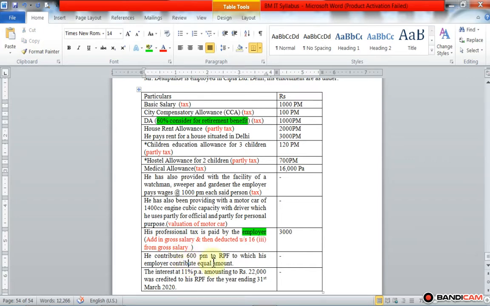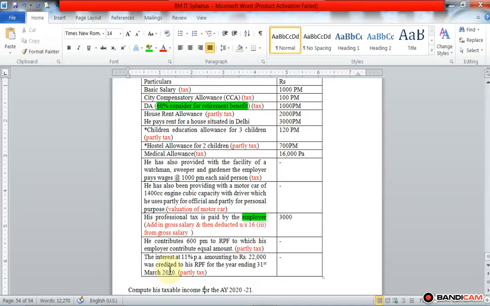Then the employer's contribution is taken into consideration. It is partly taxable and partly exempted. Employer contribution is exempted up to 12%, so we have to compute 12% on salary. Then the 11% interest is also partly taxable and partly exempted. Now we can easily compute the income from salary.